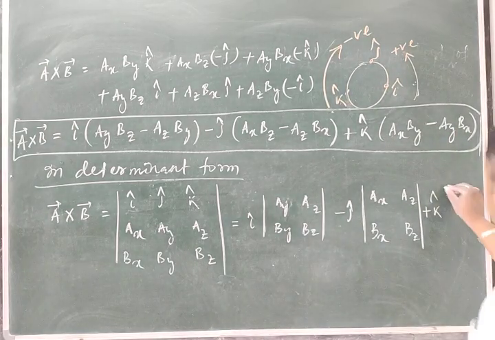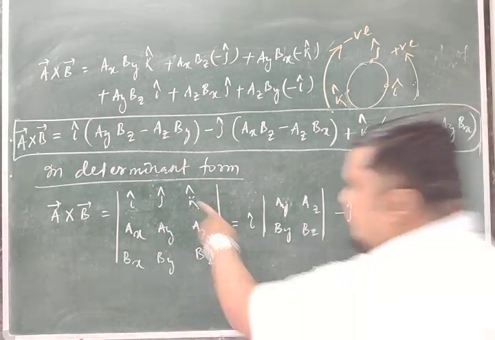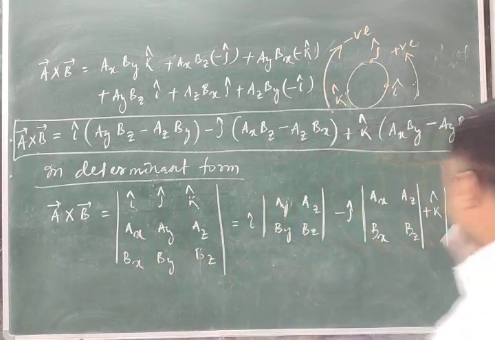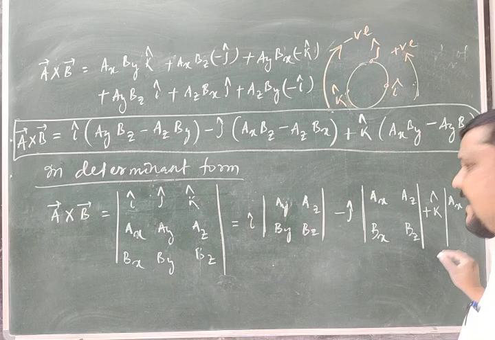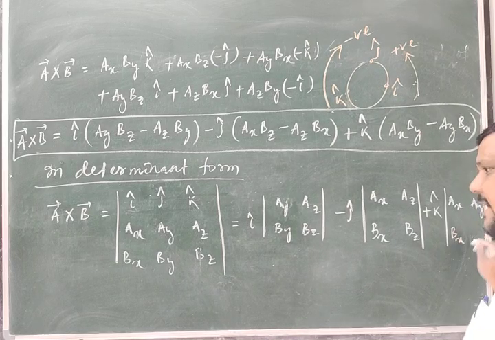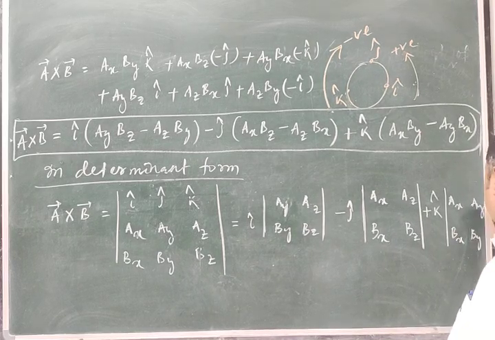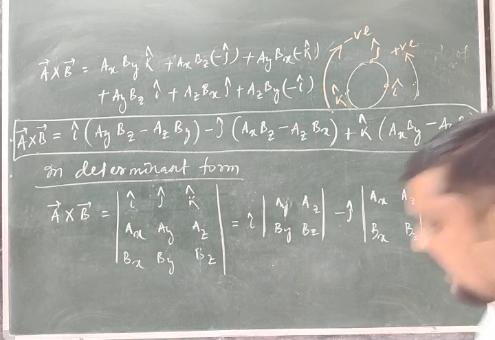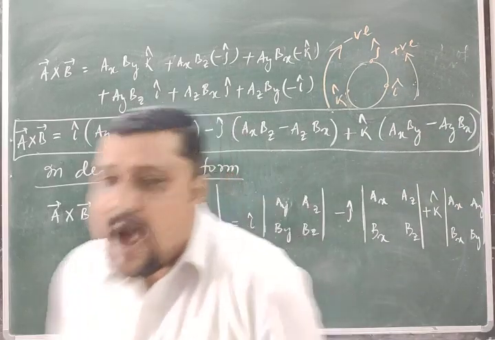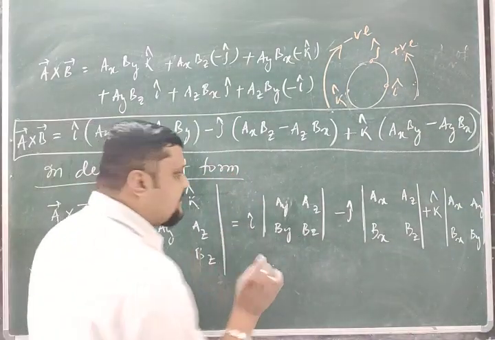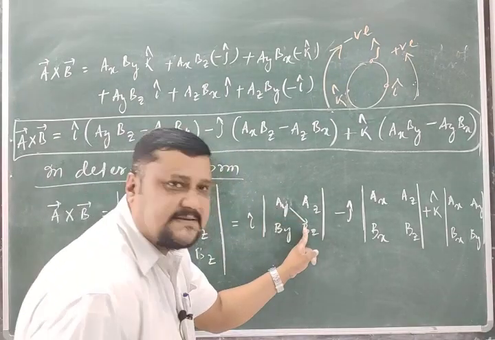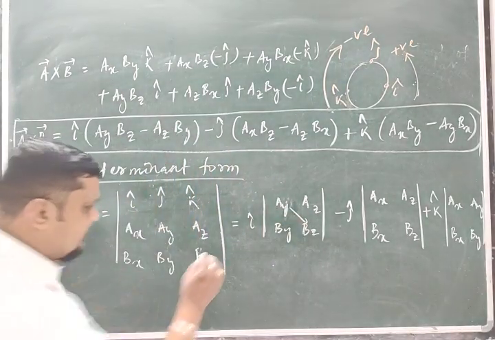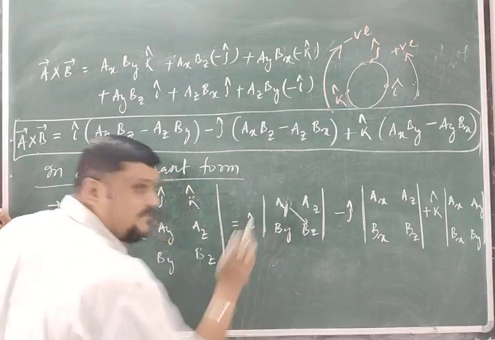Then what is the rest? Leave this row, this column. The rest is ax, ay, and bx, by. Put the determinant. So after writing this determinant, how do we multiply this one? Always remember, from left to right, first start like this. This can be written as the multiplication of the determinant like this.